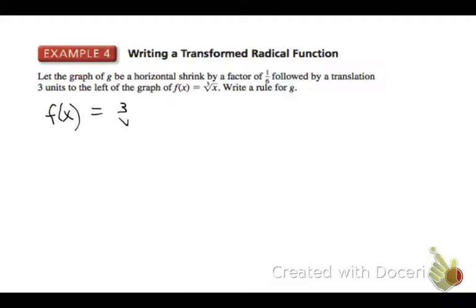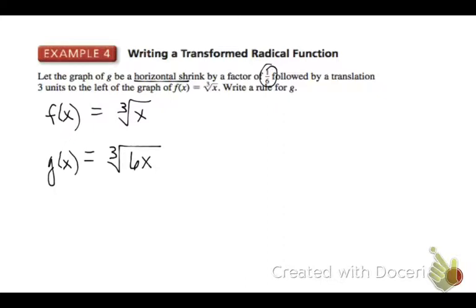Okay, so let's build this transformed function. First of all, let's use G like they suggest, and then a horizontal shrink by a factor of a sixth. So that means our multiplier is actually going to be 6 right by our input, our x. And then we want to go 3 units to the left. So that is an h value, and we're going to do the opposite. So we're going to subtract. And I want them just by the x, so I'm going to put parentheses around this. Plus to the left, so yeah, I need to add plus 3.